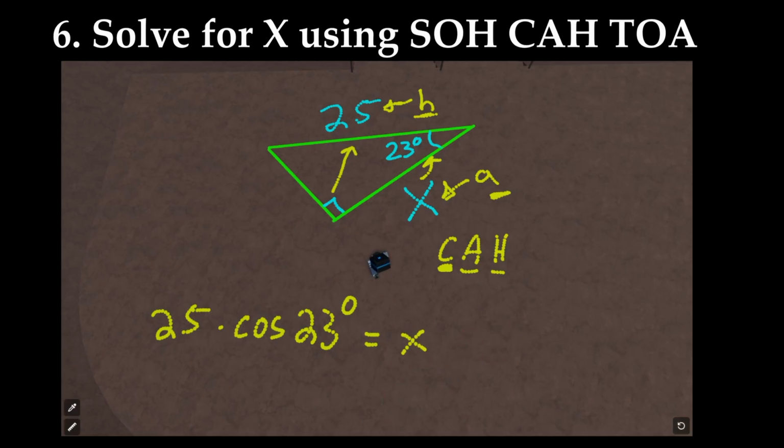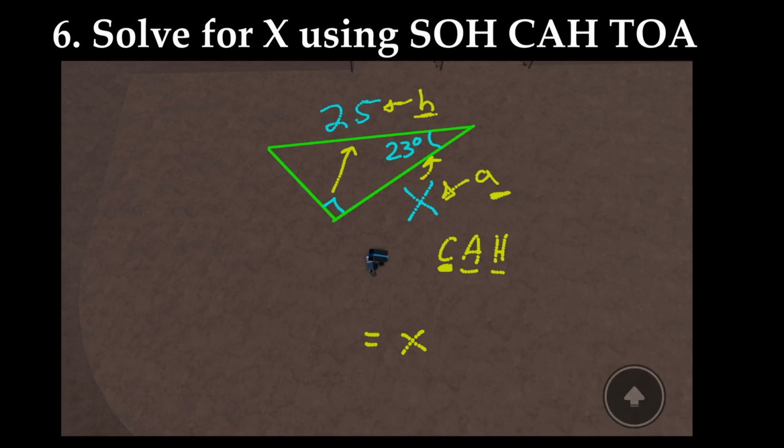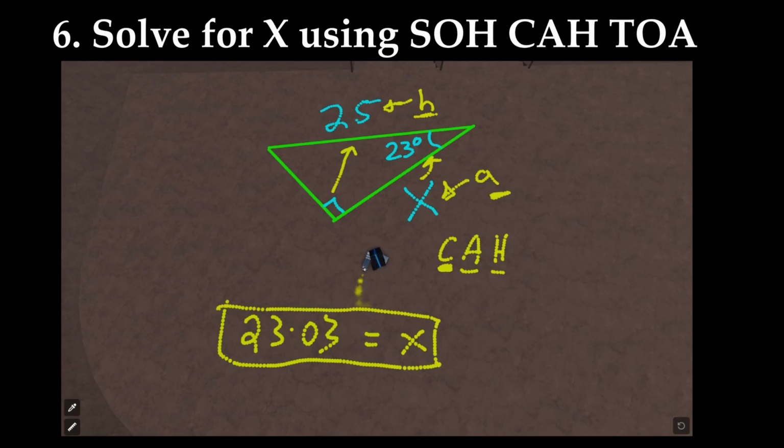Now we just have 25 times cosine of 23. Do cosine of 23 on a calculator. If you do that, you will get that it is equal to 0.921. Now do 25 times 0.921 on a calculator, and you should get that x is equal to 23.03. And this is your answer, and we've solved for x now.